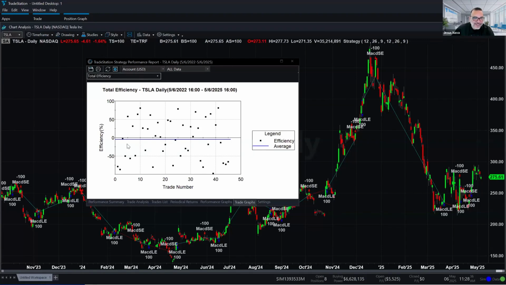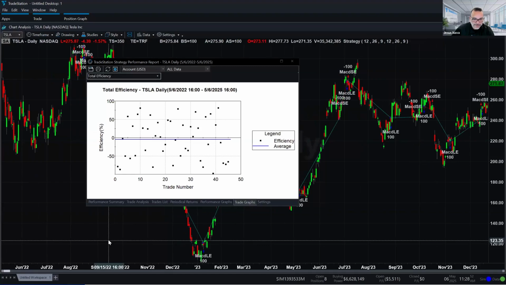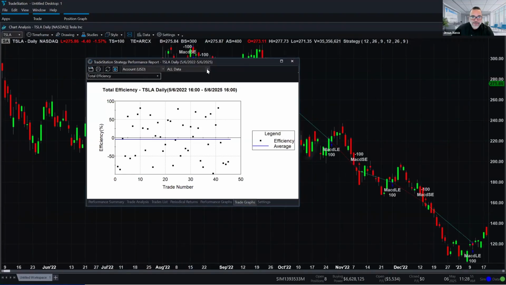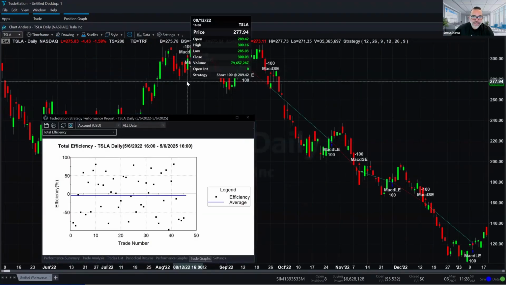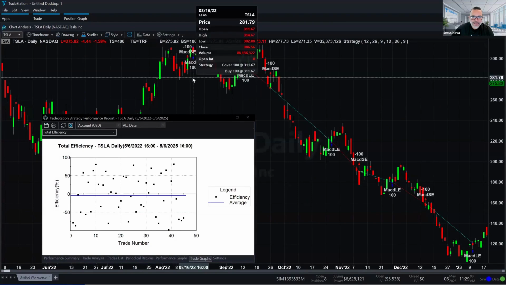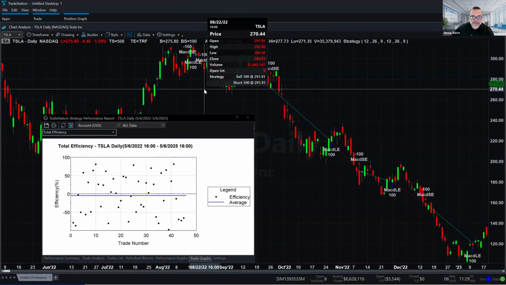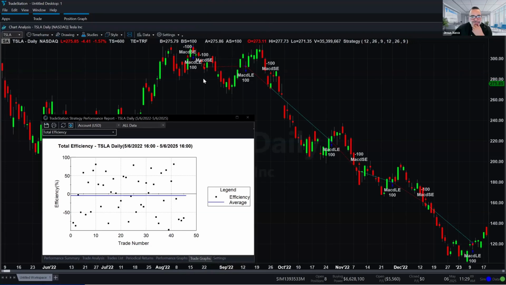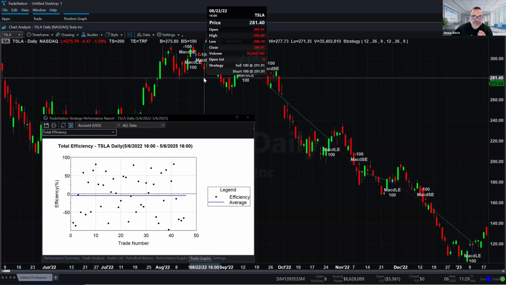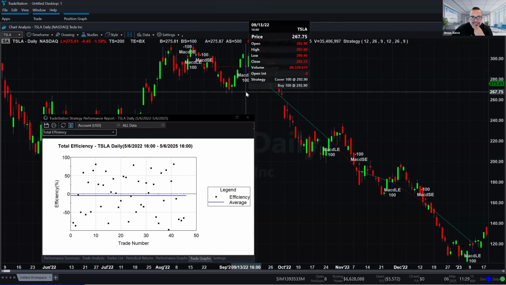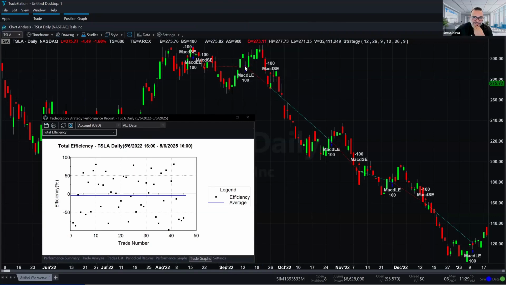So for example, let's check one at zero. Trade number 3 had an efficiency of 2%, close to zero. Let's take a look at trade number 3. Let me open this up. Okay, this is my first trade, this is my second trade, and this is my third trade. This is trade number 3. If you look over here, it entered at 291 and it exited at 292. A flat trade. Everybody sees that?